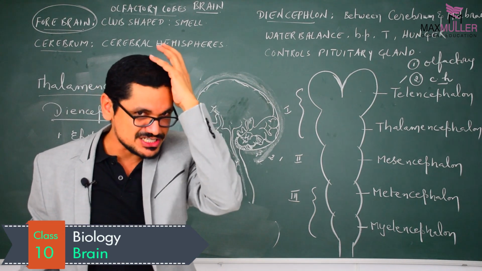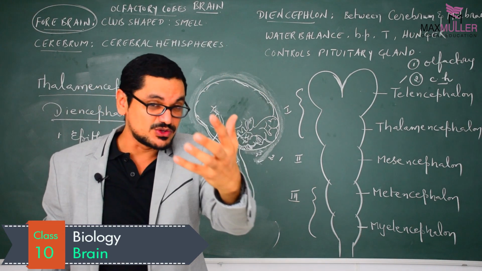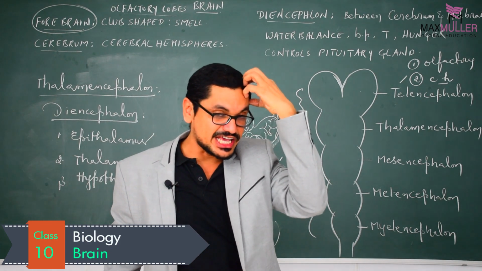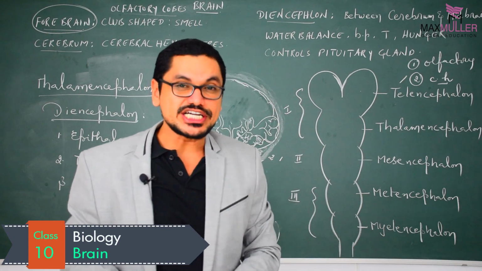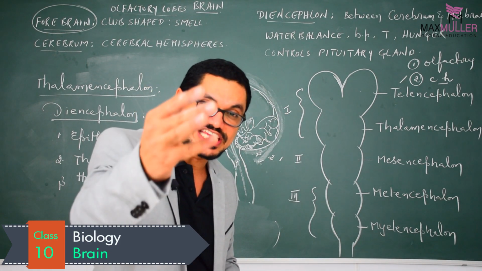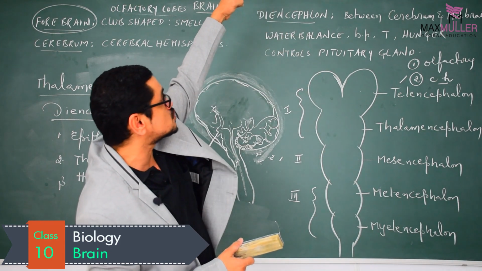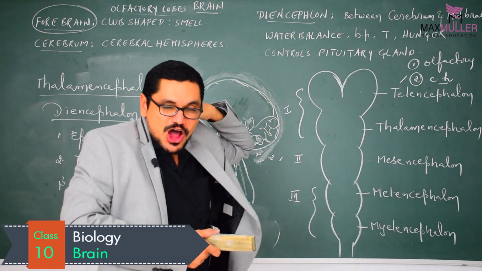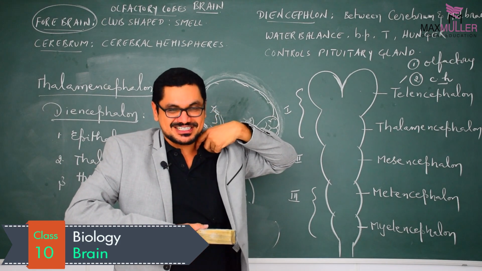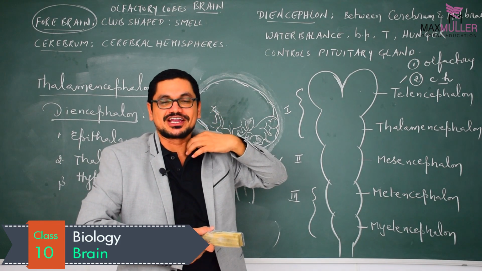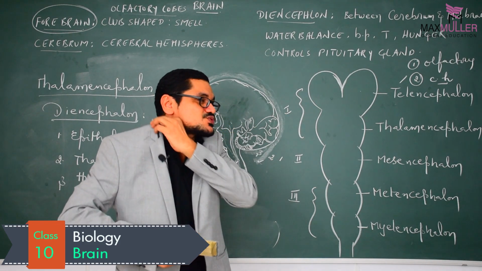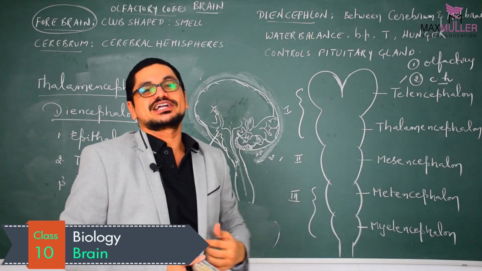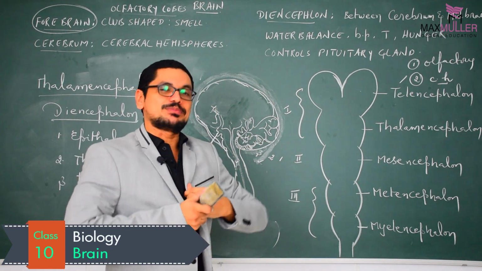So cerebral hemispheres are very large. I told you that these are the seats of thinking, memory, reasoning, intelligence. That's why human beings stood top in evolution. So we are the toppers. Yes, we are the toppers in evolution. You know why? Because cerebral hemispheres are developed. That's why we are toppers.